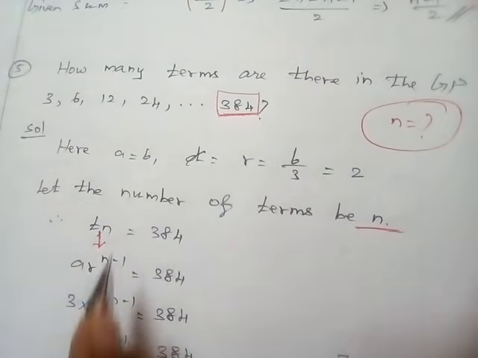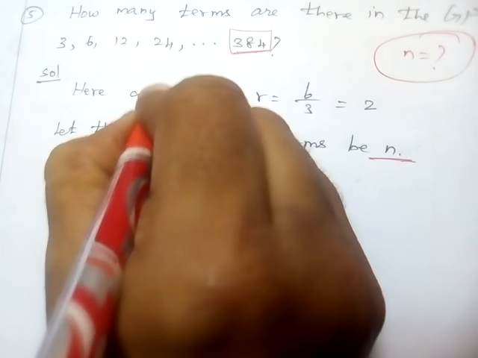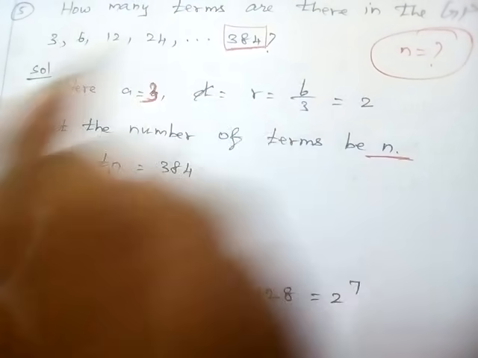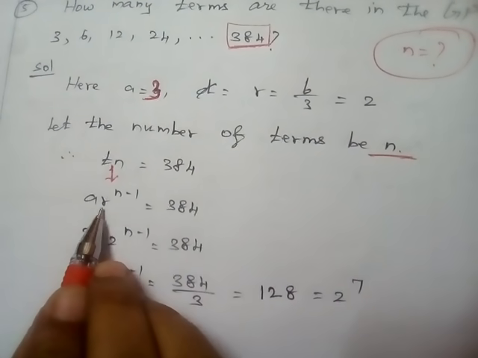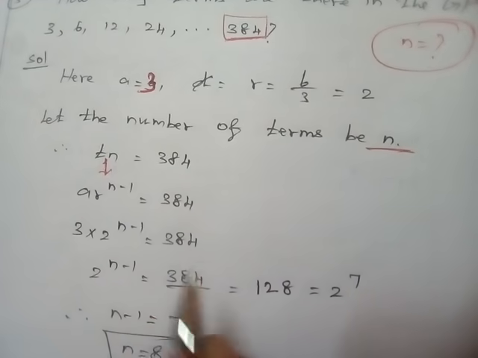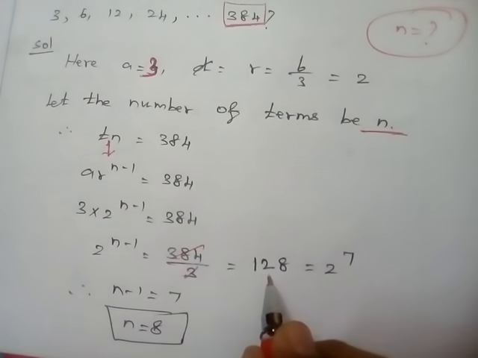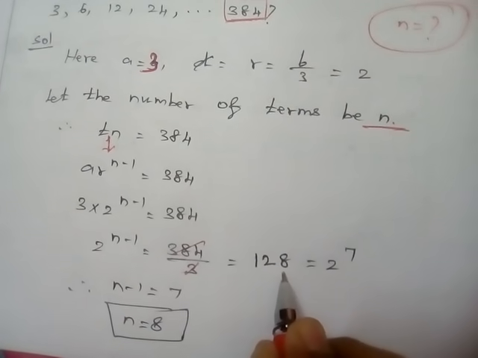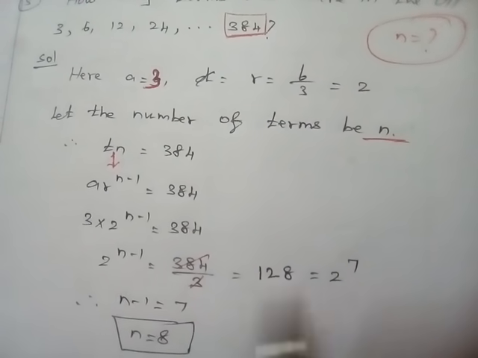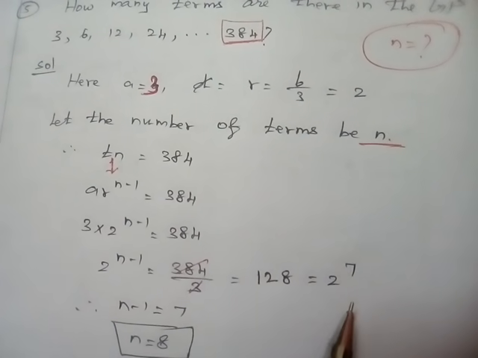384, where A is equal to 3. A equal to 3. So 3 into r, which is 2, power n minus 1 equal to 384. So 2 power n minus 1 equal to 384 by 3. This is also equal to 128. 128 we can write as 2 power 7, because the bases are equal, then the powers must be equal.